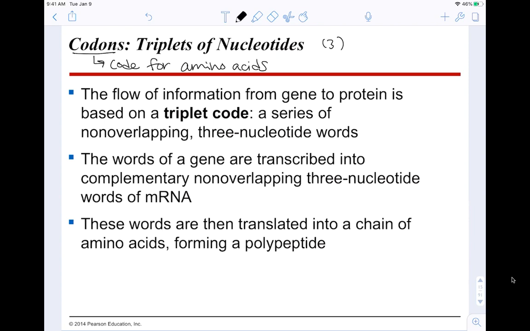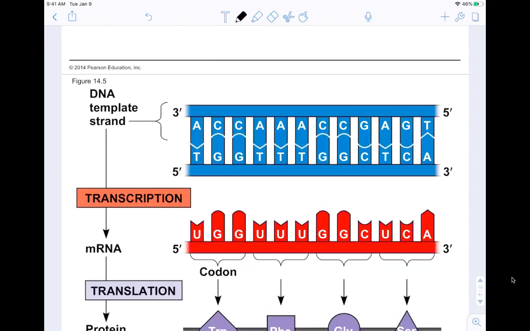Okay, the words of a gene are transcribed into complementary non-overlapping 3 nucleotide words of mRNA. These words are then translated into a chain of amino acids. And amino acids, of course, are the subunit of a protein, so then they will form a protein. So the codons are on the mRNA. They exist in groups of 3, and that's what tells you which amino acids are needed to build that protein. So we're going to look at that a little closer in a second.